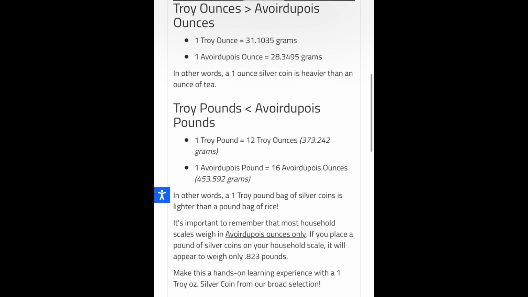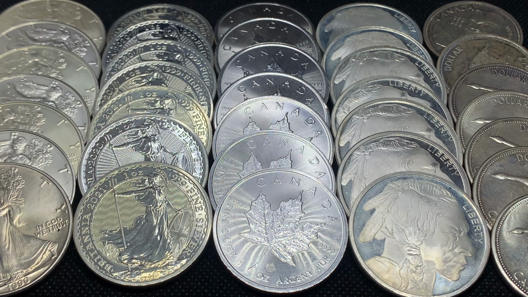And the troy ounce is 31.1 grams, which is about 10% heavier than the traditional Avoirdupois, however you say it, ounce. So that is definitely something that you will come across when you just get into stacking, is that you'll see it designated as troy ounce. There is a difference, and it is heavier than a regular ounce.